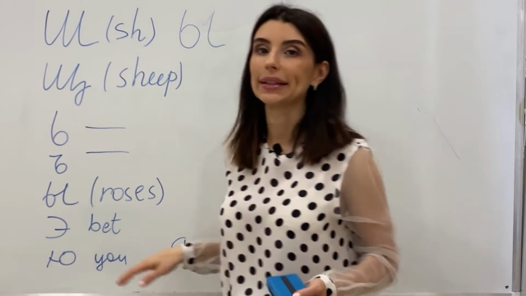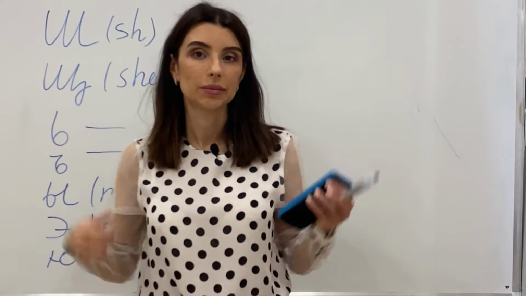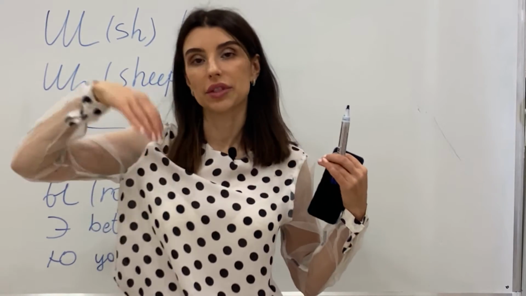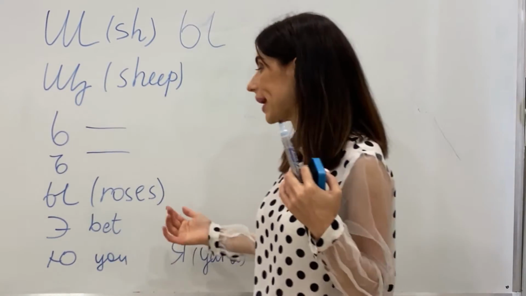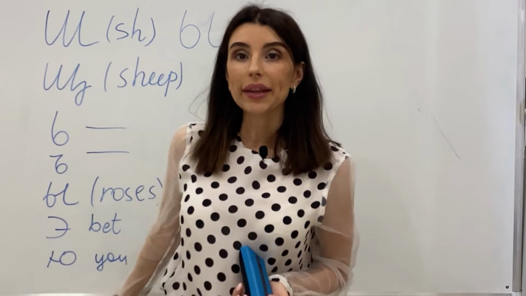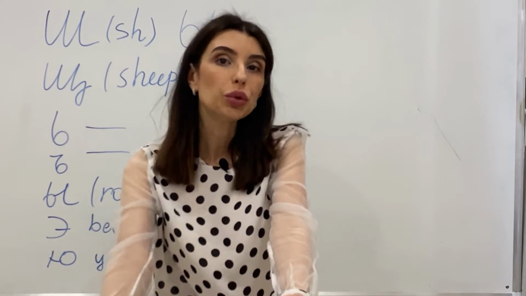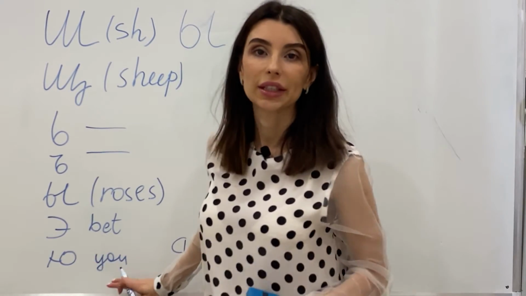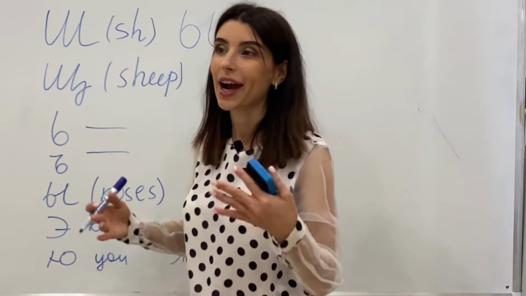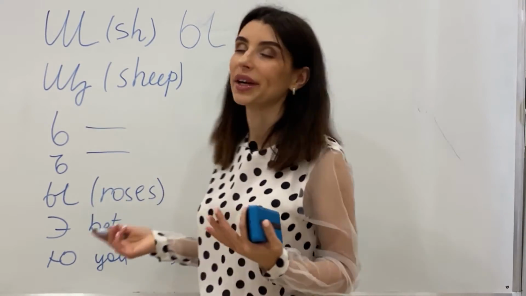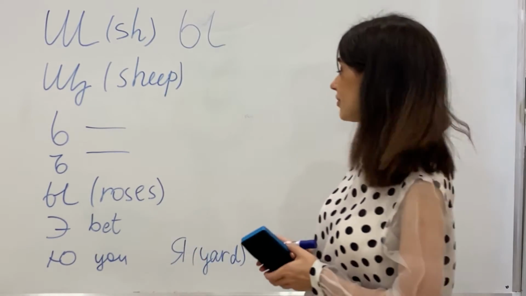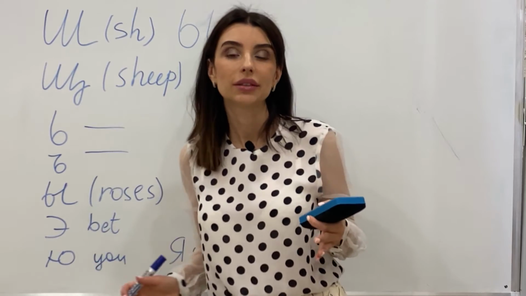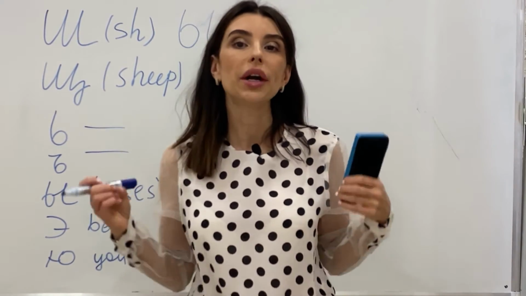So next one, like bat. You see a bat sound after b. Another one, a vowel, u, like you. I put here you so you understand how you can pronounce this letter.